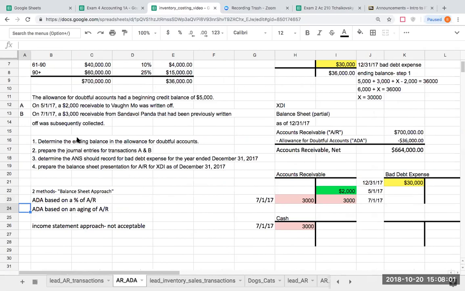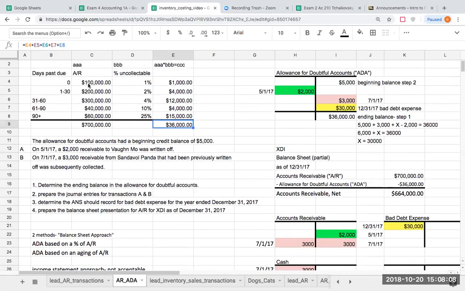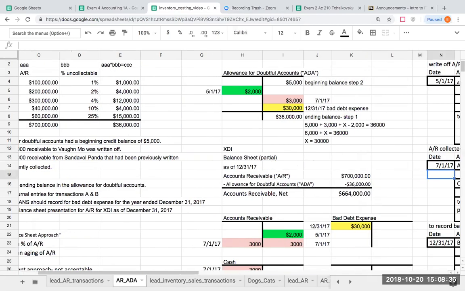So when I come here, we determine the ending balance on the allowance for doubtful accounts to be 36,000. How did I do it? I took the amount of the accounts receivable times the percentage uncollectible to get my number. Then over here, I did the journal entries for the write-off. When I'm doing a write-off, I'm debiting the allowance for doubtful accounts. I'm crediting the accounts receivable. And then when I get money back from the Panda, I'm debiting accounts receivable, crediting the allowance for doubtful accounts.